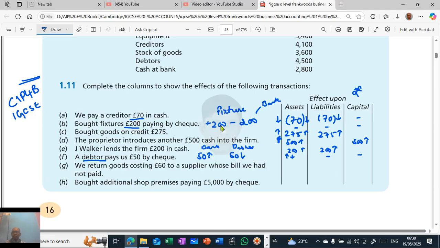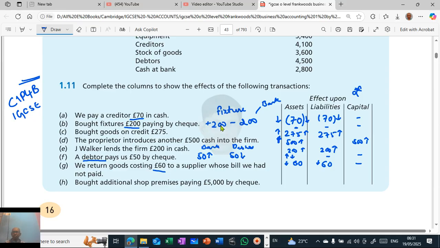Then we return goods costing 60 to a supplier whose bill we had not paid. So what is happening? Goods are going out, back to the supplier. Stock inventory is going out. To whom are we giving it back? To a supplier. Who is a supplier? A supplier is a liability, from whom we had purchased goods on credit. So even that will come down, right? The capital account it will not hit.